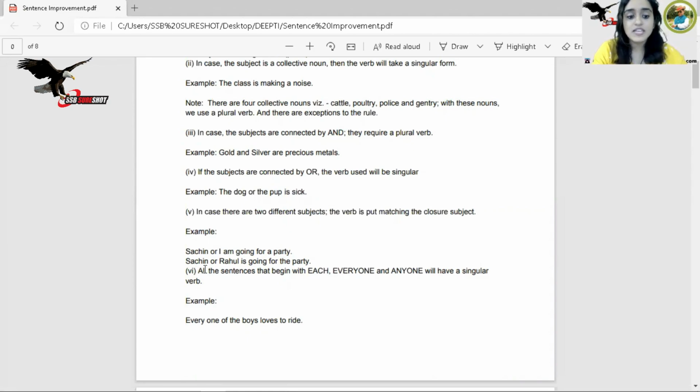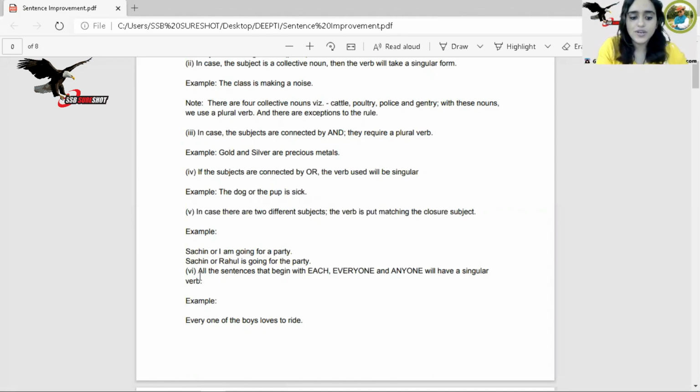Second example, Sachin or Rahul is going for the party. Here once again is the verb. The grammatical rule is followed for the closure subject, that is Rahul is going for the party. Whenever there are two subjects in a sentence, you will be following the grammatical rule for the closure subject. Closure subject is a subject which comes at the last, the second one actually.